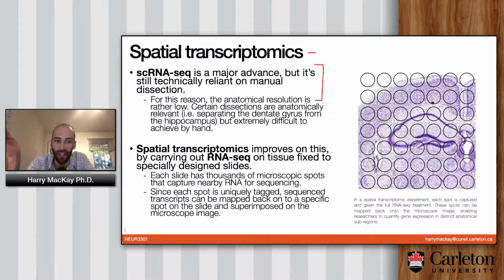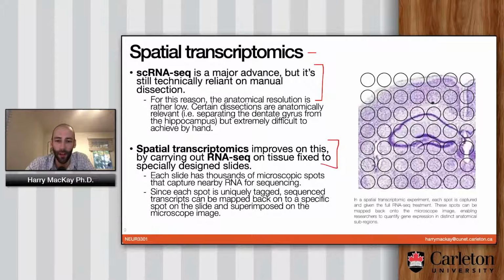For example, if you're trying to separate the dentate gyrus from the hippocampus, that's quite challenging. Or if you're trying to look at the claustrum, a thin band of gray matter. It's medial to the insula, but lateral to the internal capsule. Very, very thin slice of the human brain. Tough to microdissect that. So there's another method that addresses this called spatial transcriptomics.